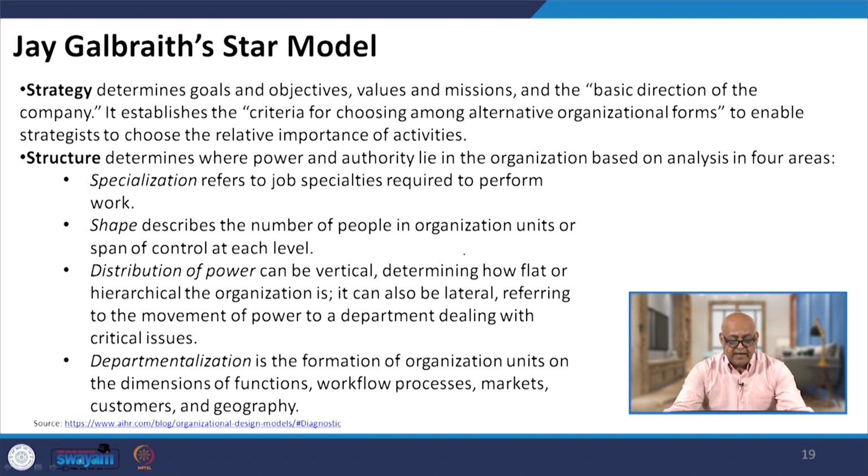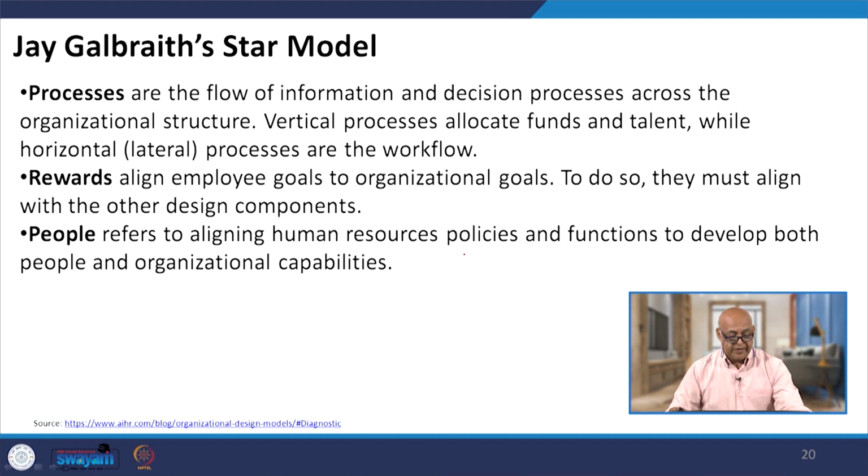Now the shape describes the number of people in the organization units and the span of control at each level. Distribution of power can be vertical, determining the flow or the hierarchy of the organization. It can also be lateral, referring to the movement of power to a department dealing with critical issues. Departmentalization is the formation of organization units on the dimensions of functions, workflow processes, markets, customers, and geography.